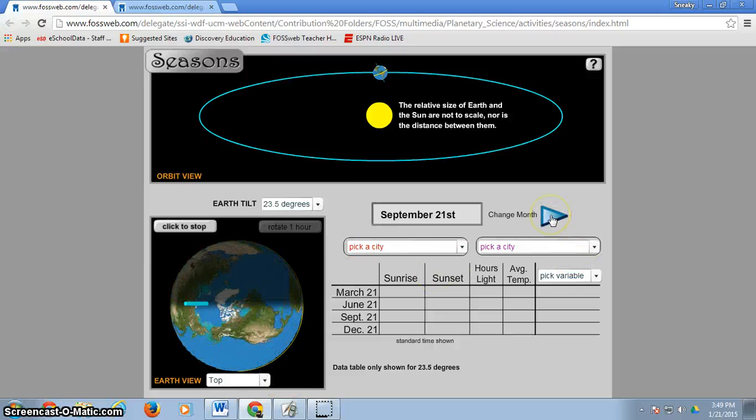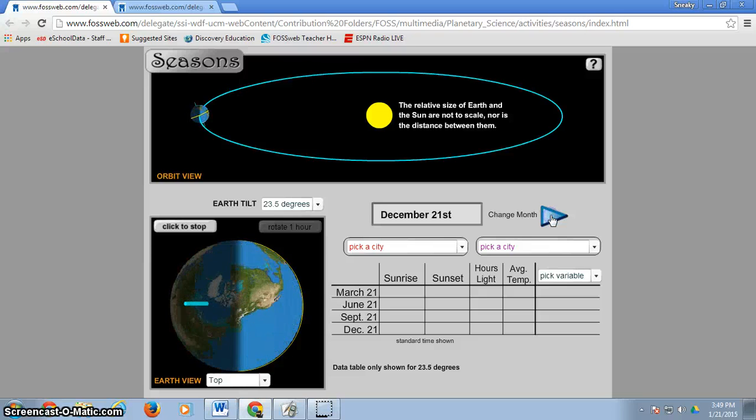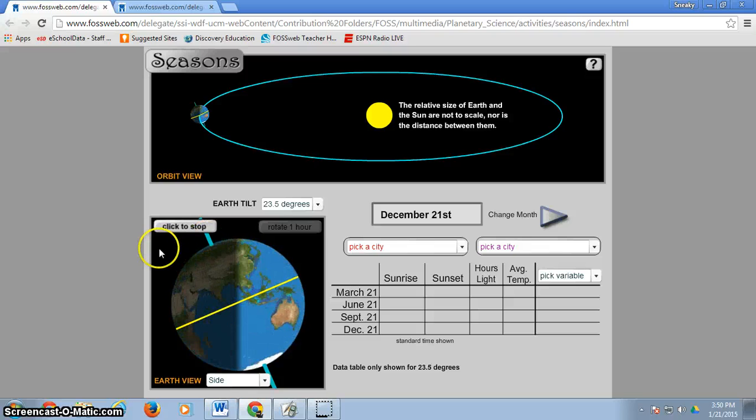As we continue moving, we're going to see more of the northern hemisphere go into darkness until we get to December 21st, our winter solstice, where some areas of northern Alaska would not get any light at all on these days. The sun doesn't even light up. If we change to the side view, you can see that the North Pole is pointing away from the sun, as it's tipped away, and then we have our southern hemisphere in total light.